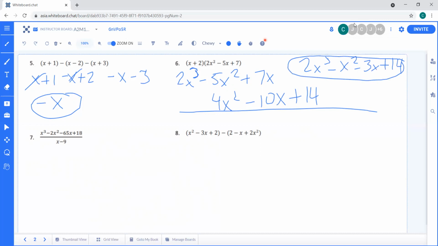All right, now we have a polynomial divided by a binomial. And remember, the denominator of a fraction is just one of the factors of the polynomial. So we're going to divide that out to find out what the other factor is. x cubed minus 2x squared minus 65x.